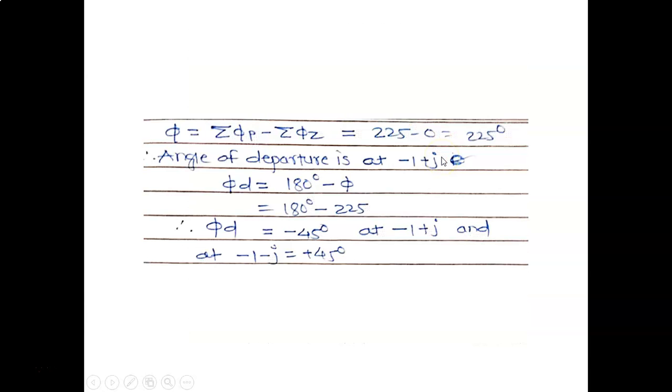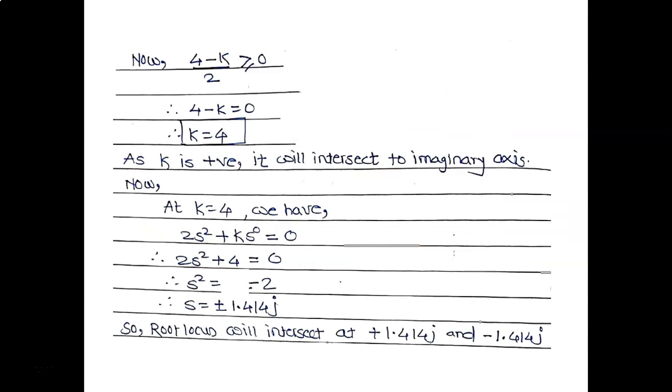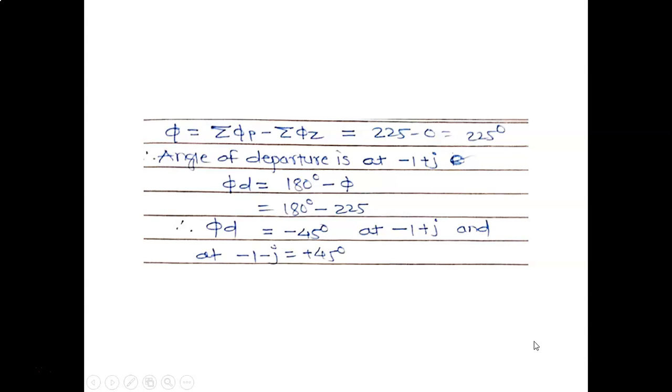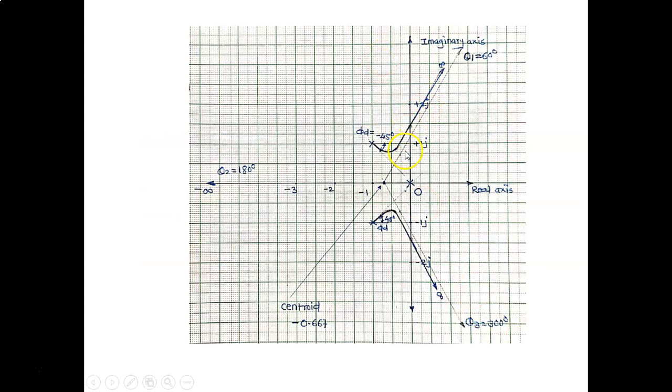We have calculated the intersection point with imaginary axis: 1.414j and minus 1.414j. Therefore you have to locate that 1.414 point towards positive side and towards negative side minus 1.414, and you have to see that root locus will intersect the imaginary axis at these 2 points. Therefore this is the second branch.